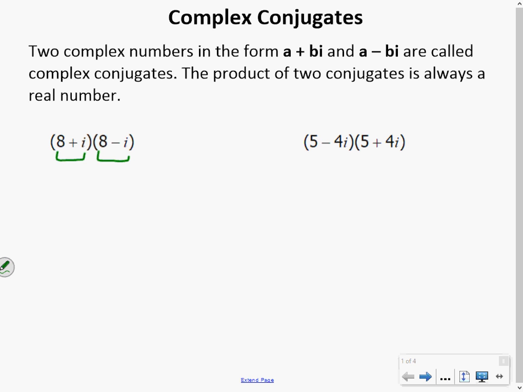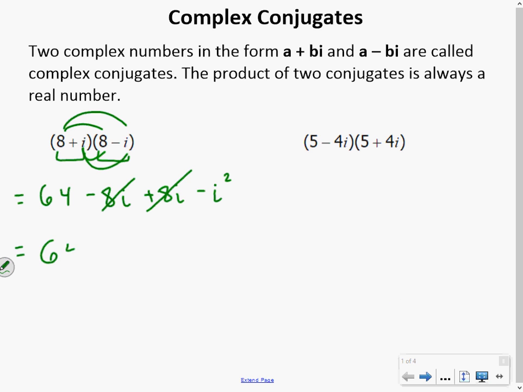Because when we multiply these complex conjugates, what happens is we're able to cancel out some terms. So you can see there those 8i's are going to cancel. And the i squared can be replaced with -1. So we really just have 64 plus 1, which is 65. So when we multiply those complex conjugates together, we're going to get a real number.